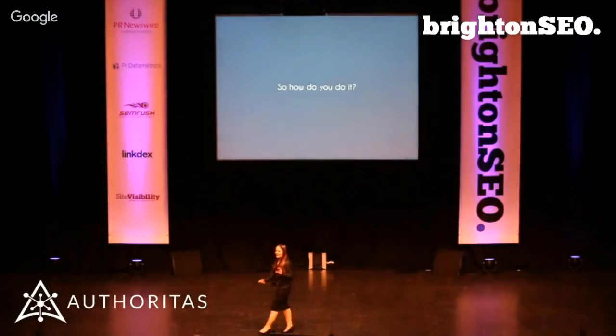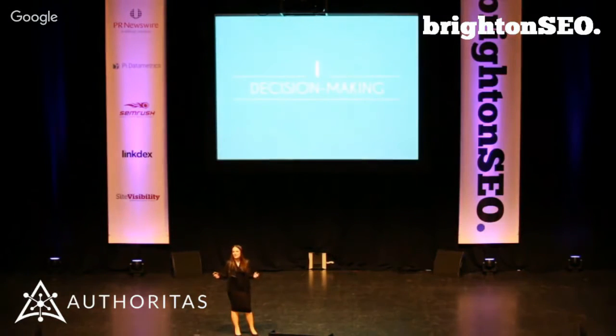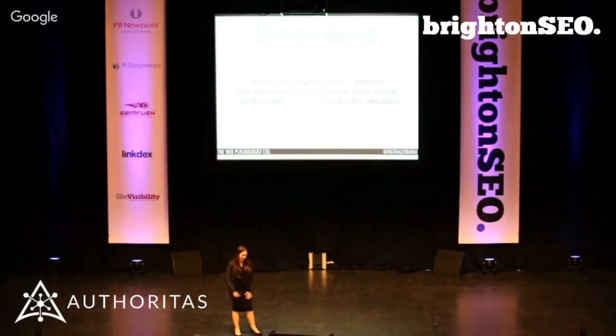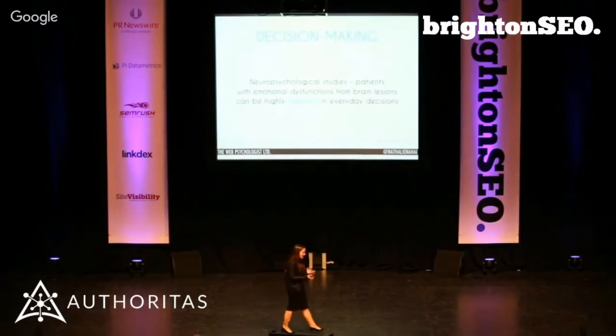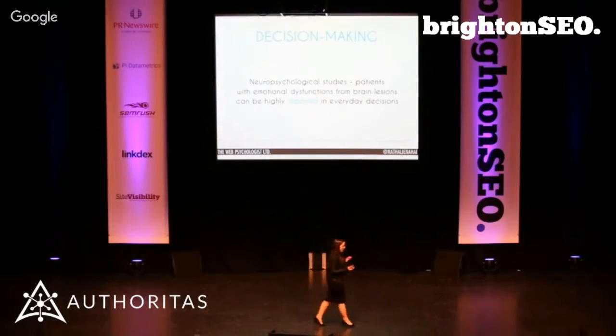So how do you actually do this three-step process? Well, the first thing that you have to know about is the psychology of decision-making. So most of us like to think that we're quite rational. And actually, when you dig into how we make decisions, there's a whole variety of studies that show us that decision-making is inherently emotional. So neuropsychological studies show us that when people have got lesions or brain damage in areas of the brain responsible for processing emotions, they actually find it really difficult to make everyday decisions.